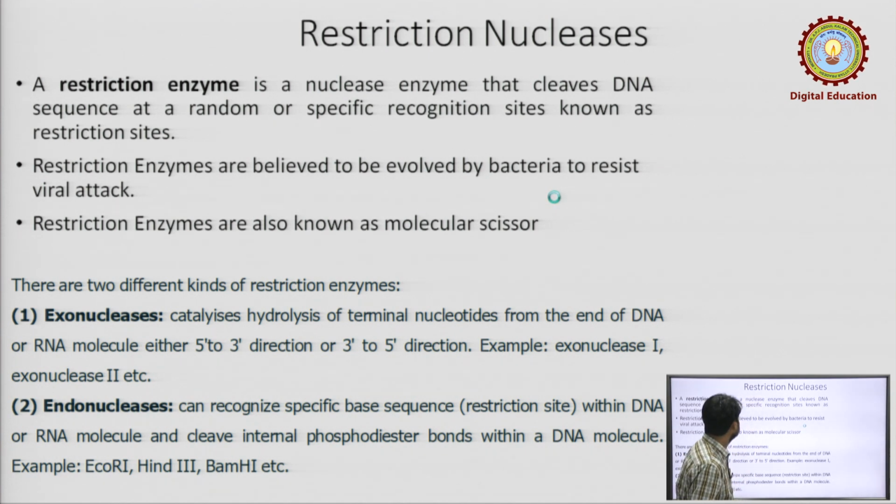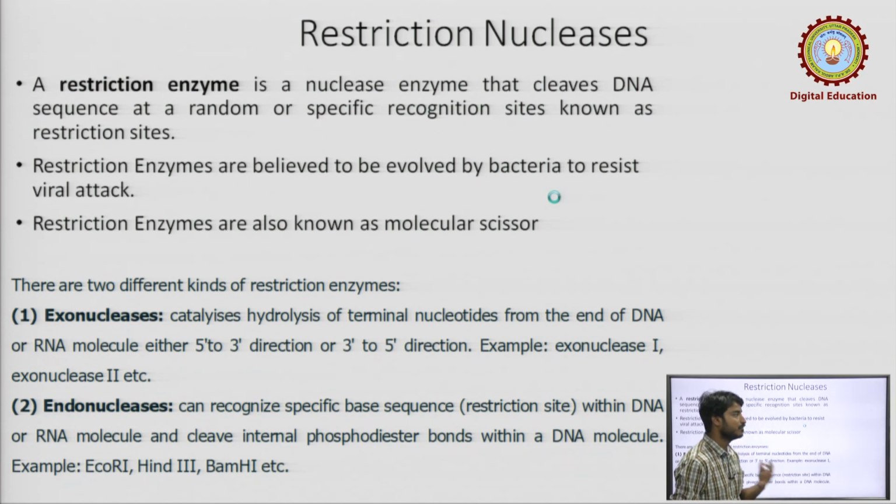So first of all, we will learn about restriction enzymes. What are restriction enzymes? These are basically restriction nucleases. What are nucleases? These are enzymes which can cut down DNA or RNA molecules. A restriction enzyme is a nuclease enzyme that cleaves the DNA sequence at a random or specific site known as restriction sites. They are also called molecular scissors, because they are very small in size and they are cutting the DNA molecule.